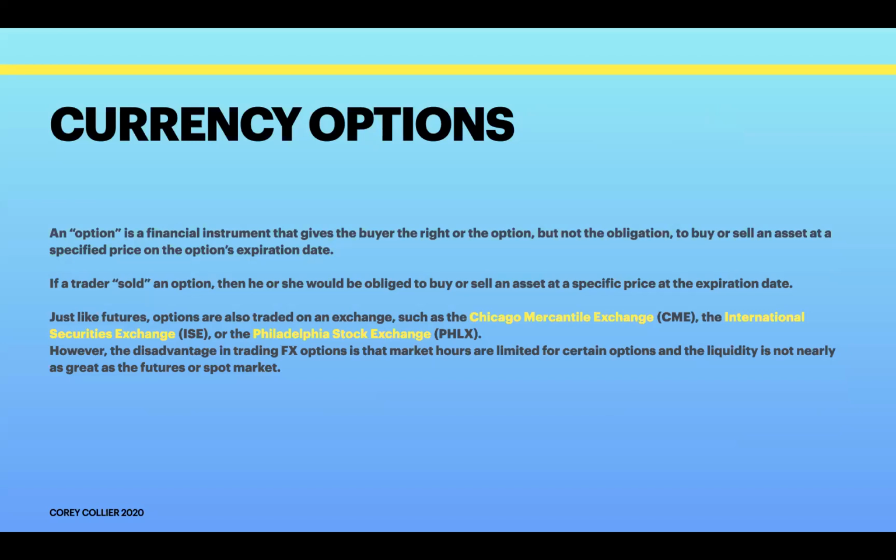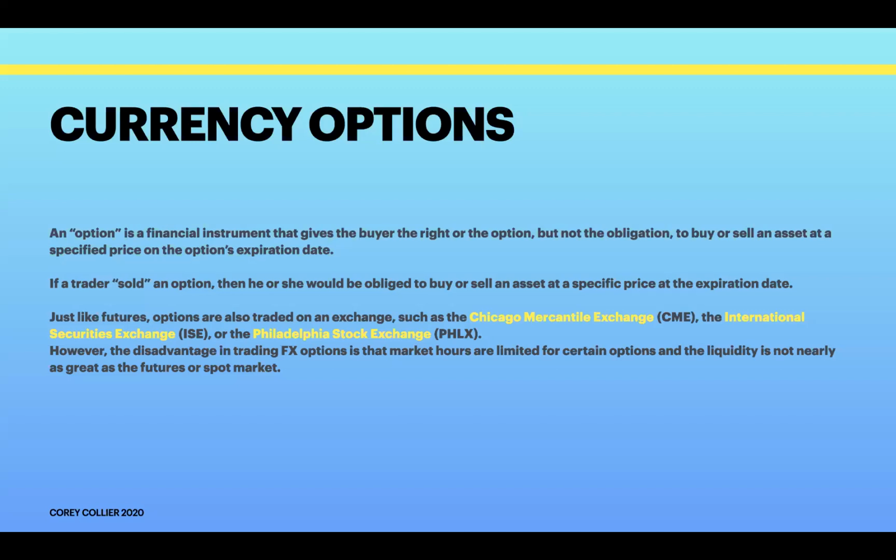If a trader sold an option, then he or she would be obliged to either buy or sell an asset at a specified price at the expiration date. Just like futures, options are also traded on an exchange such as the CME or the ISE or the PHLX, all right, the Philadelphia Stock Exchange.